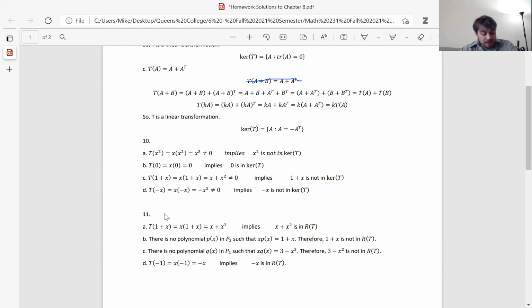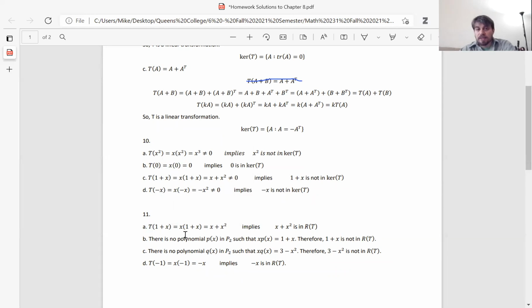Number 11. Let T from P2 to P3 be the linear transformation in that exercise 10. Which of the following are in the range of T? R of T means range of T. So for part A, it asks whether x plus x squared is in the range of T. I make this observation.